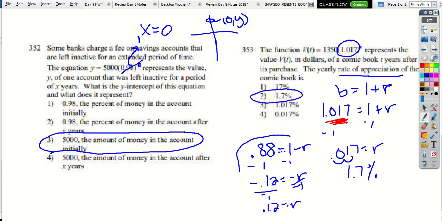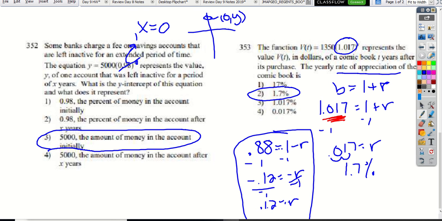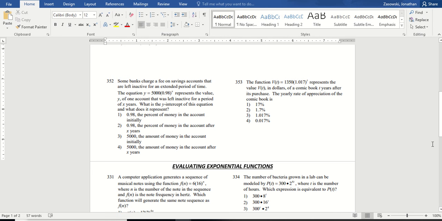So if it's less than 1, then the rate is the difference between 1 and that number. It's always 1 and that number, so just keep that in mind. I shortcut that process there. All right, on the next page. You can take a look at a couple other questions here, maybe. Well, that flips over, okay.